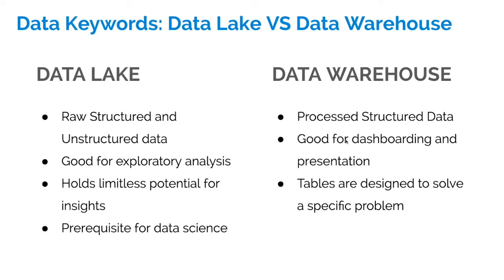Data warehouses, on the other hand, are processed and structured. So it's data that's been processed, though if it didn't need to be processed, such as names, which don't need to be processed, it's still structured. Basically, a data warehouse is for a specific use.